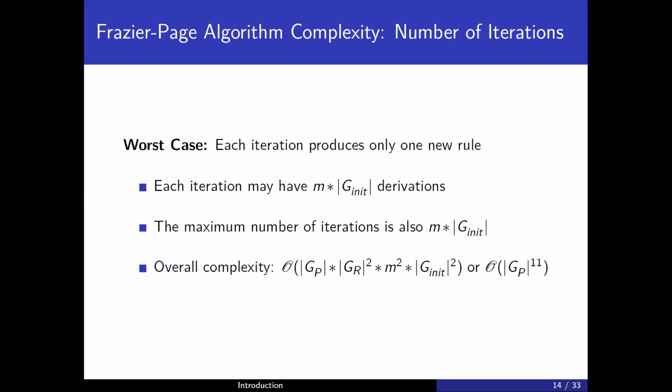Lastly, we want to say how many iterations or how many times do we have to do these steps. And so we'll consider the worst case where we have only one new rule each time. And so if we recall, the maximum number of rules was M times the initial right linear grammar. And so that is how many derivations we may have to do each iteration. It's also the maximum number of iterations we may have to do. This leads to the overall complexity of the order, the size of the prefix grammar to the 11th power, which seems very large, but is still polynomial time.